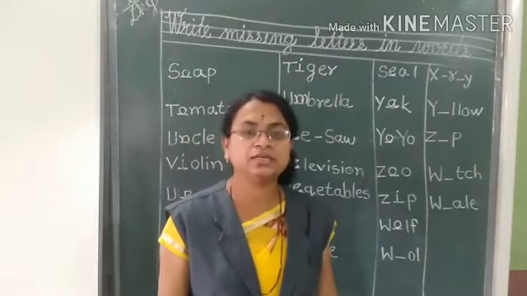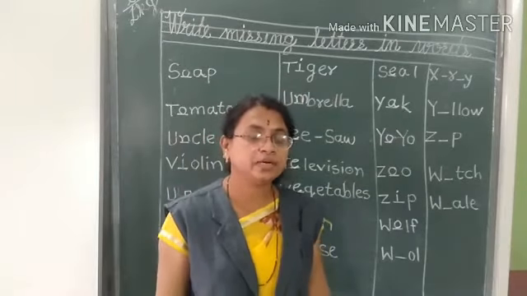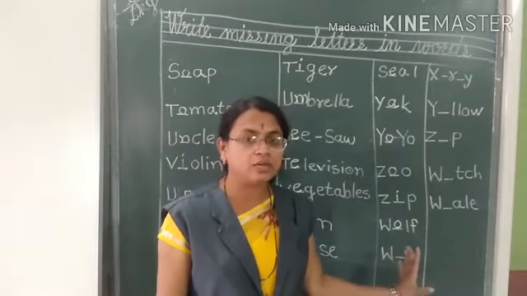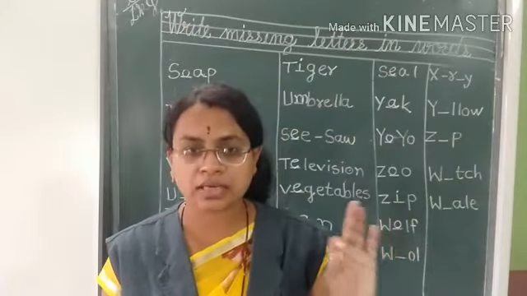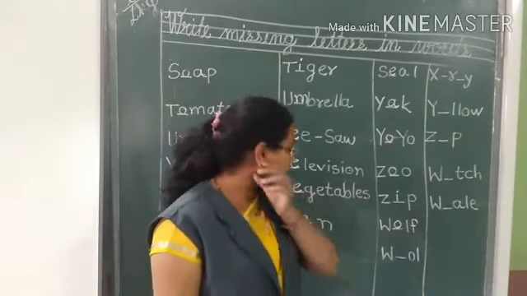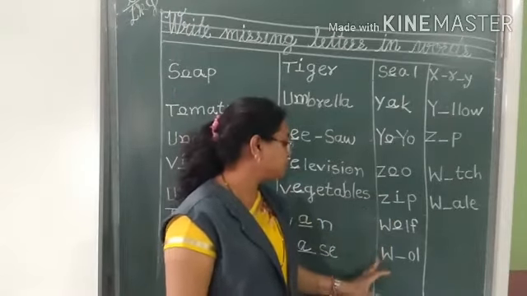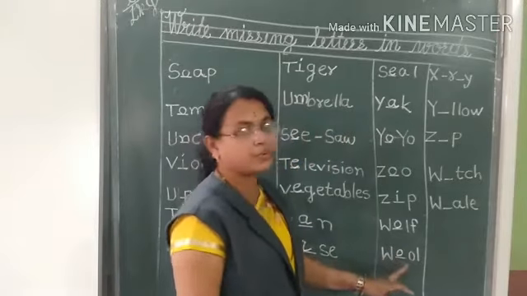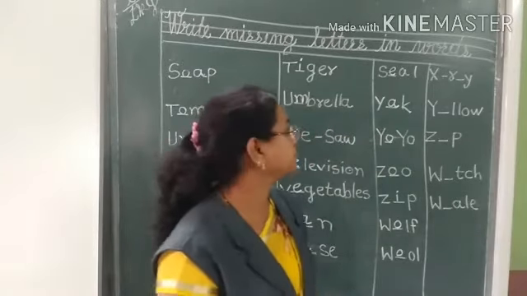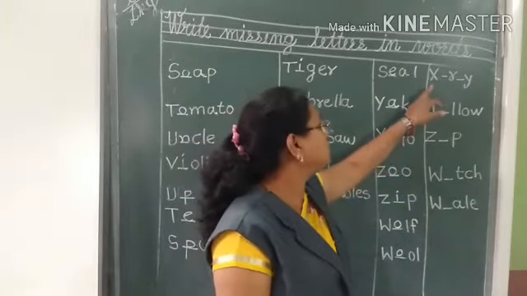W-O-L. Which letter? This is the spelling of wool. W-O-O-L. Wool. Which letter is missing after W? O letter. You write O letter on the dash. W-O-O-L. Wool. Look at the next row.